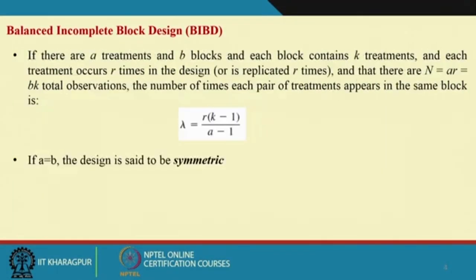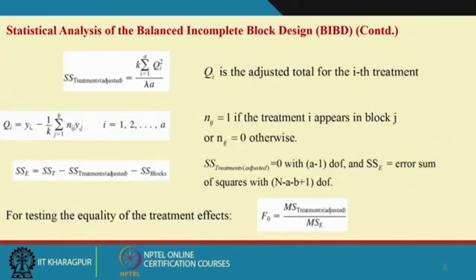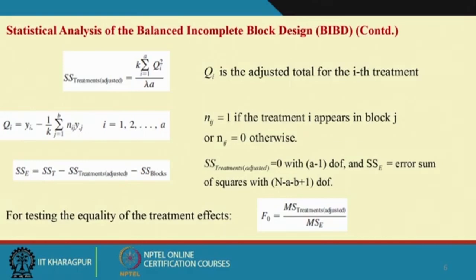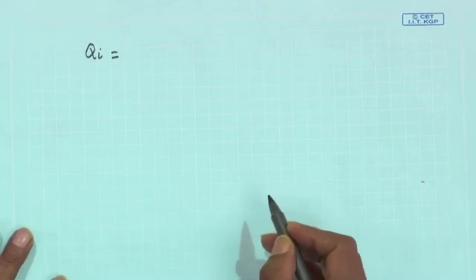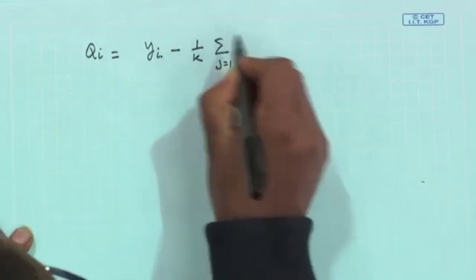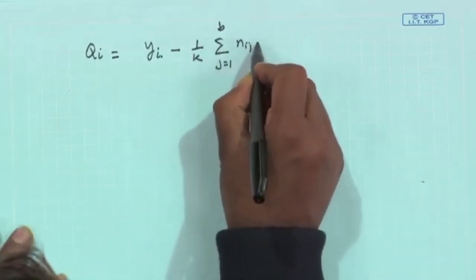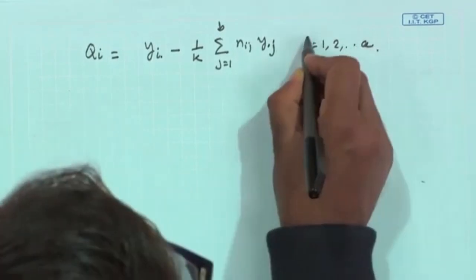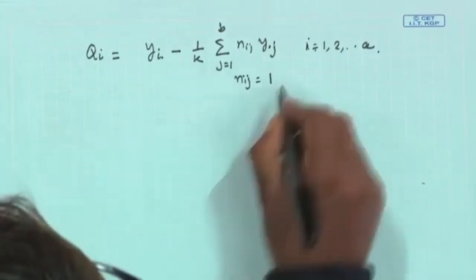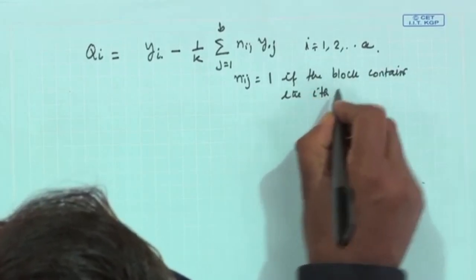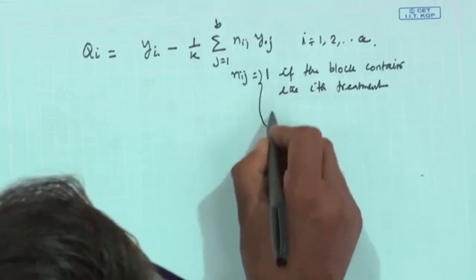Now, how do you calculate the SS treatment adjusted? In order to compute SS treatment adjusted, we will create a quantity called Q_i. Q_i will be y i dot minus 1 by k times the sum over j equal to 1 to b of n_ij y dot j, for i equal to 1 to a. Here n_ij will be 1 if the block contains the ith treatment, otherwise it is 0.